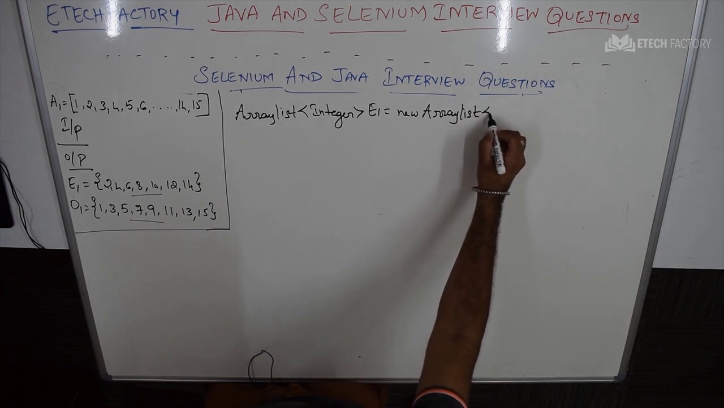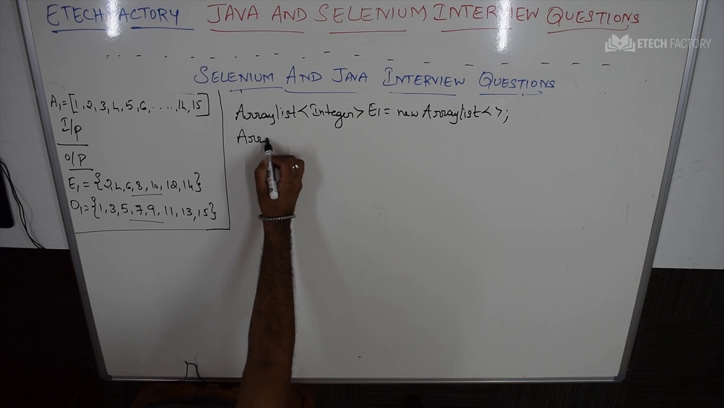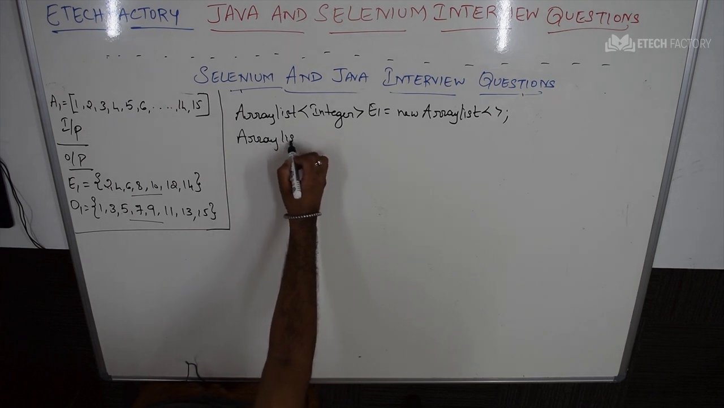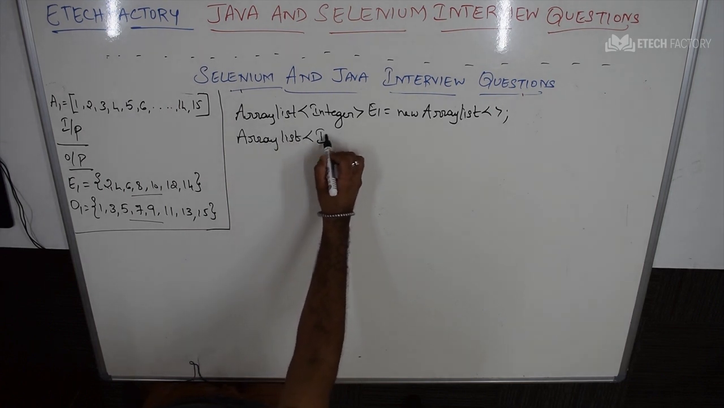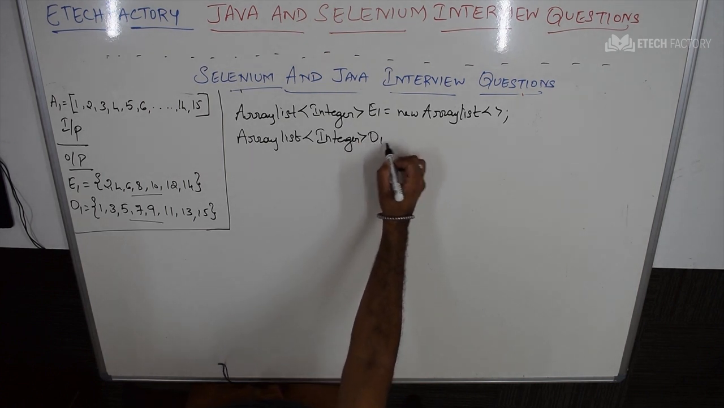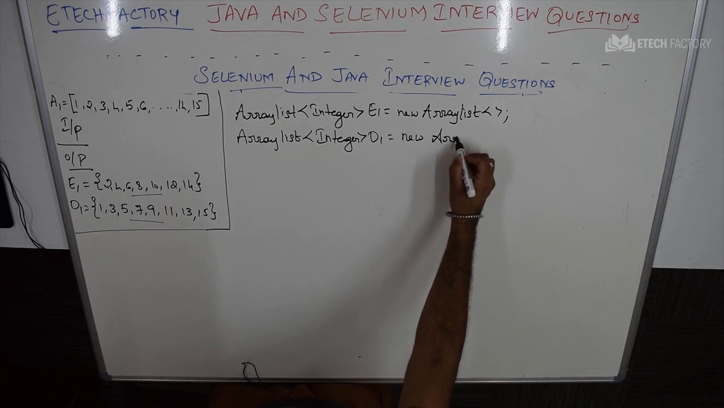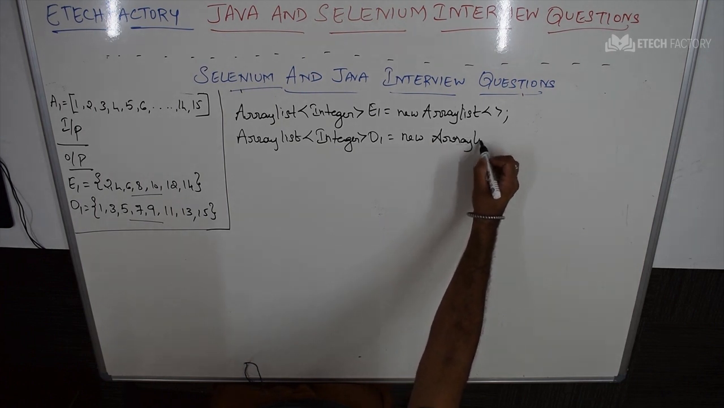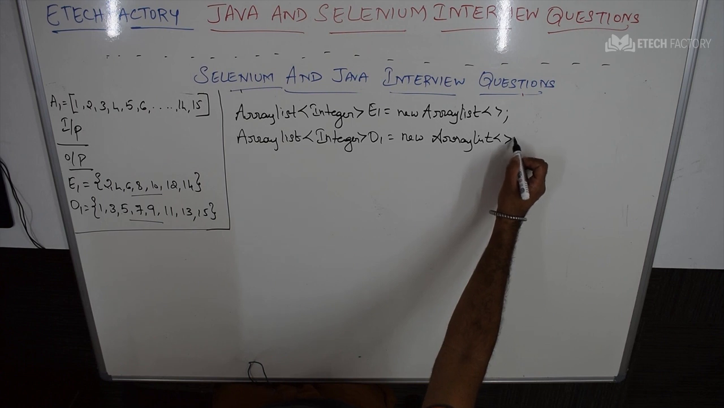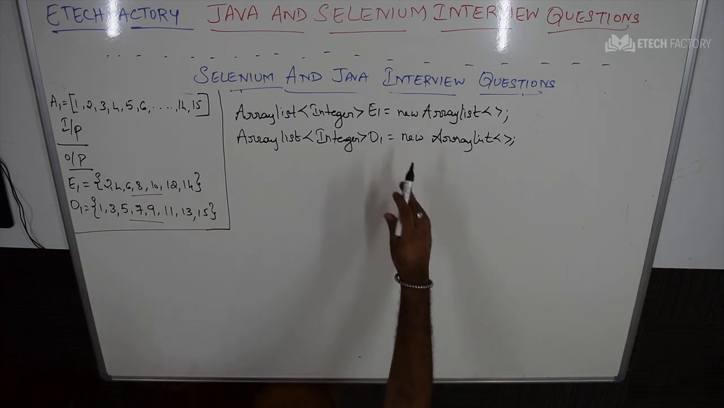Similarly, I'm going to create one more array list, which is going to be of type integer: O1 equals new ArrayList. Okay, so I have two array lists, which are E1 and O1.